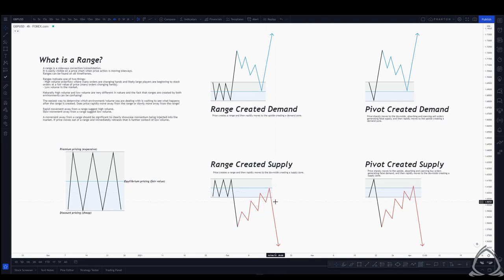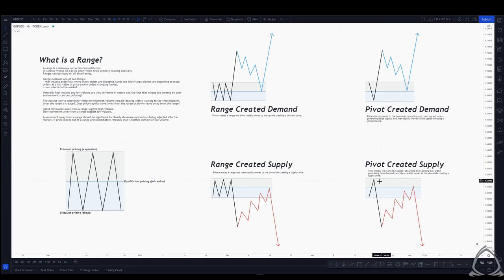Now, another way of identifying and mapping out supply and demand is looking at pivots created in the market. Generally speaking, what you'll see is a sharp move to the downside followed by a rapid expansion to the upside. That would create a pivot demand. Again, we're not anticipating catching the initial move to the upside. We're waiting for price to return back into that demand zone to look for our entries. We'll touch on all of that later. Just conceptually, this is how supply and demand zones are created.